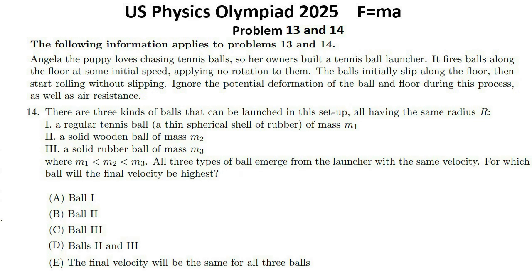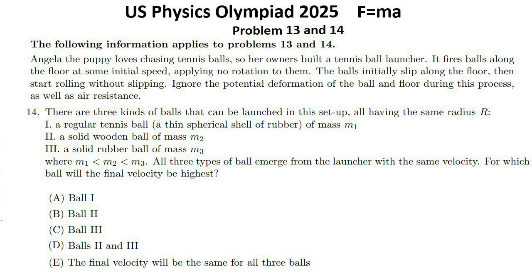Problem 14. There are 3 kinds of balls that can be launched in this setup, all having the same radius r. First, a regular tennis ball, a thin spherical shell of rubber, of mass m1. Second, a solid wooden ball of mass m2. Third, a solid rubber ball of mass m3, where m1 is less than m2 is less than m3. All 3 types of ball emerge from the launcher with the same velocity. For which ball will the final velocity be highest?